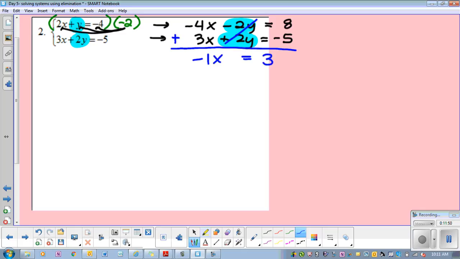Alright, so I realize it says negative x equals 3, but do we need variables as negatives? Square root. Oh, no, not square root. How do I make this? Oh, yeah, divide. Good. By negative 1. So then this becomes x equals negative 3.